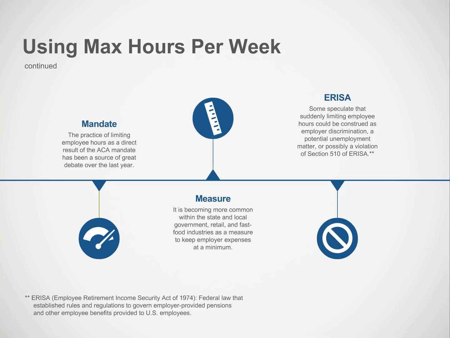ERISA is the Employee Retirement Income Security Act, which is a federal law that established rules and regulations to govern employee-provided pensions and other employee benefits provided to U.S. employees. For example, it makes sure that you cannot fire someone at the age of 64 because they are eligible for a pension at 65. Some speculate that the ACA will be added to this section of the ERISA.